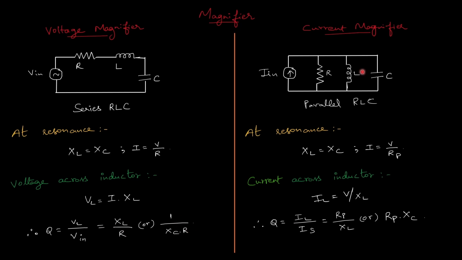Now let's look at the parallel RLC circuit. Here again at resonance XL is equal to XC and the current through the resistor is given as V by R. Now the current through the inductor becomes IL is equal to V by XL. By comparing this with the source current, we get Q is equal to IL by IS, which is nothing but RP by XL or RP into XC. From this, we can understand that the quality factor directly determines the current magnification and the voltage magnification.